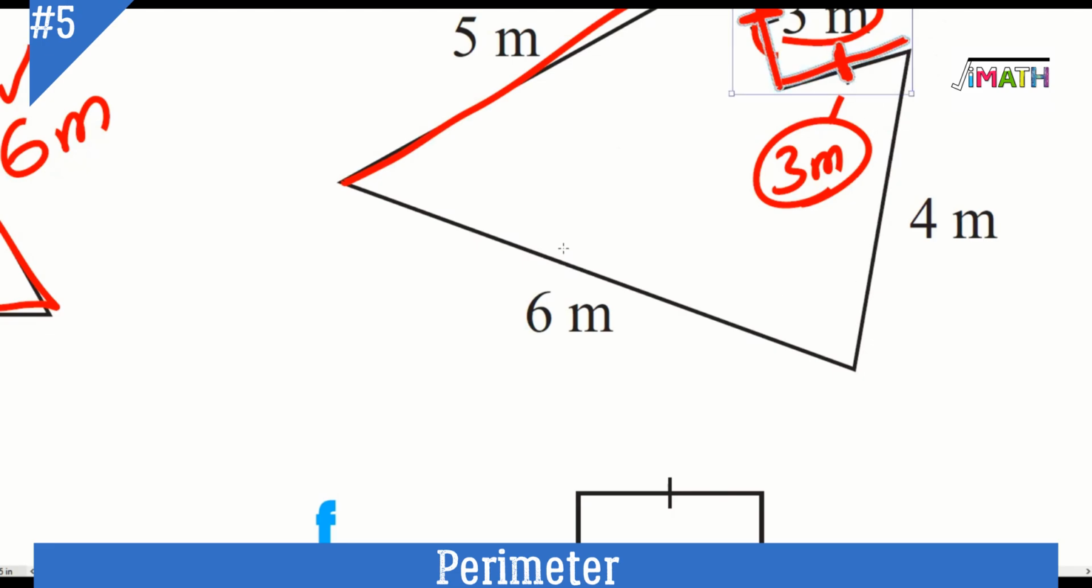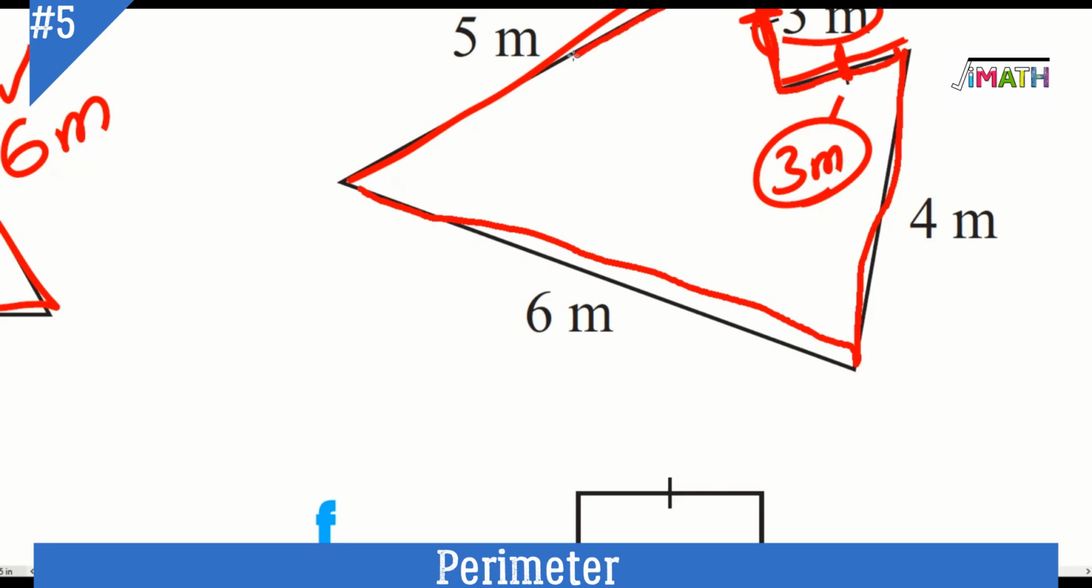21. Okay. So let me see if that is correct. 6 plus 4 is 10. Plus 3 is 13. Plus 3 is 16. Plus 5. 16 plus 5 is 21. Perfect. Wonderful.